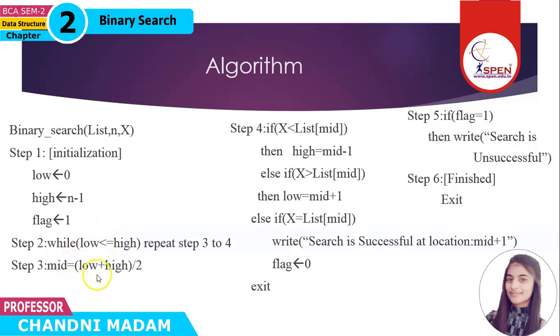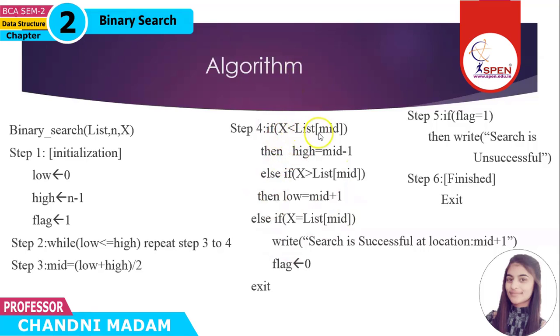Now we will calculate the middle value. So mid is (lower index 0 plus higher index n minus 1) divided by 2. So we will calculate the mid value. Now we will compare mid with our x. Now the comparison has 3 situations: x is less than the middle value, x is greater than the middle value, and x is equal to the mid value. Now we will see one by one.